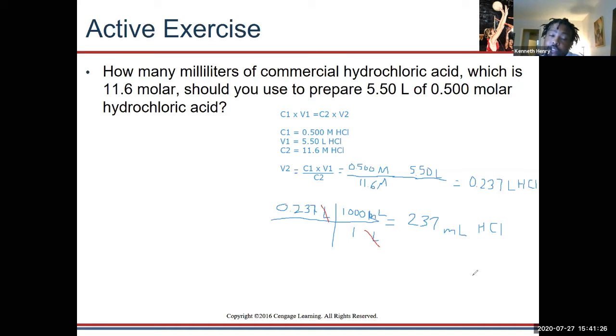So C1 goes with C2, C1 goes with V1 and C2 goes with V2. As long as you're consistent about it, the equation is always going to work out for you. You just don't want to mix up your volumes. You want your C1 to go with your V1 and your V2 to go with your C2. Most people like to have C1 be the concentrated one, which means 11.6 molar is more concentrated, but you could have done it this way, as long as you're consistent about how you define those variables. I see. Does that answer your question? It does. Thank you.